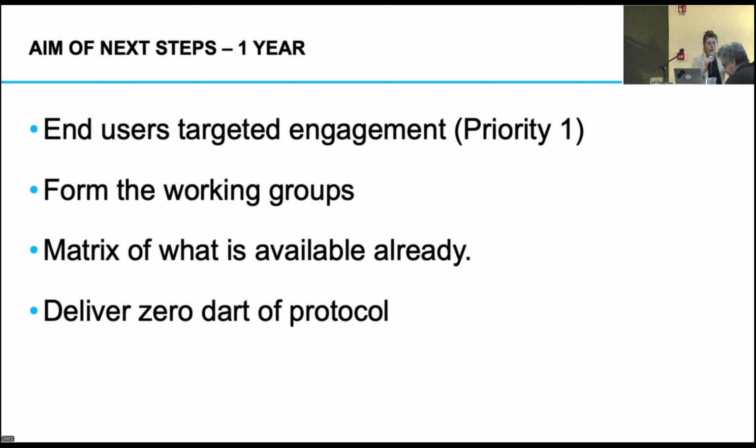During the Flame workshop on Monday, we had some discussion about that. We learned some things, but we need to engage further. The next priority is to form the working groups, then provide the matrix of what is available already in terms of projections to the whole CoastPredict community, and also deliver a zero draft, not a DART draft, of the protocol, which probably is going to change, but at least we should start from somewhere. And I will stop here.